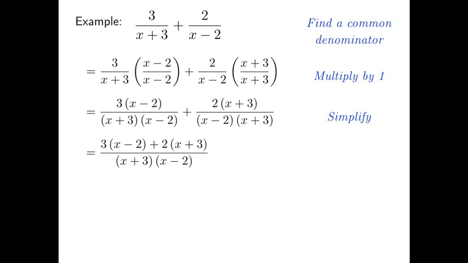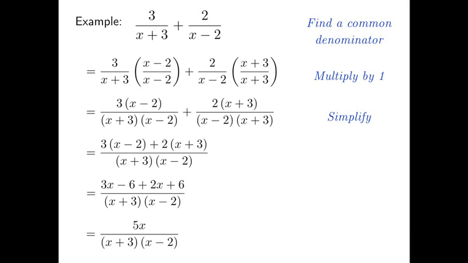Now, in this case, we're not done yet. We still need to simplify the numerator. In order to do this, we're going to expand the numerator and then combine like terms. There's the numerator expanded, and now in one final step, we can combine like terms and see that the numerator simplifies to 5x. Make sure to simplify all of these fractions completely.